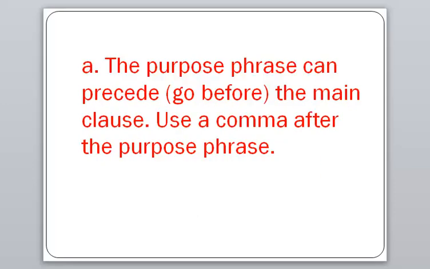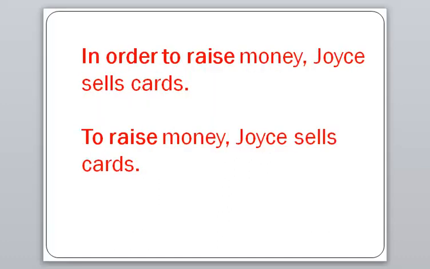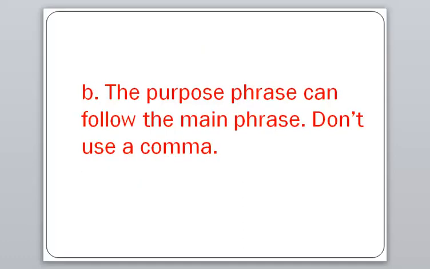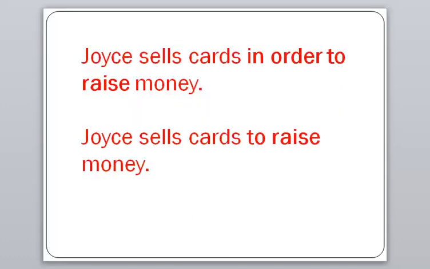And the purpose phrase can precede, or go before, the main clause, and use a comma. So it looks like this. In order to raise money, comma, Joyce sells cards. I can then shorten it and say, to raise money, Joyce sells cards. The purpose phrase can follow the main phrase, but you don't use a comma. So here, Joyce sells cards in order to raise money, or Joyce sells cards to raise money. There's no comma.